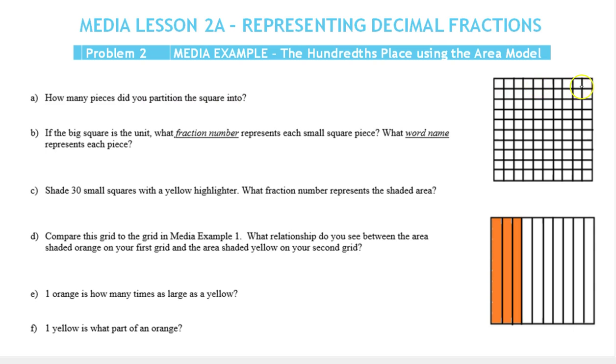Well, we can count all of these. There's a lot of them, but let's try to use what we know about math to figure this out. So this is 1, 2, 3, 4, 5, 6, 7, 8, 9, 10. We have 10 this way, and then there's 2, 3, 4, 5, 6, 7, 8, 9, 10 rows. So we have 10 copies of 10, which would be 100 equal pieces.